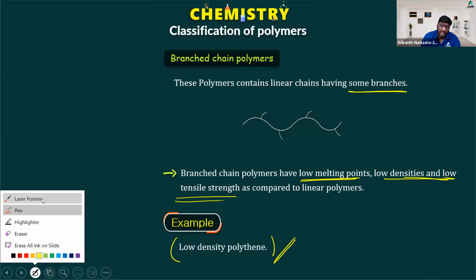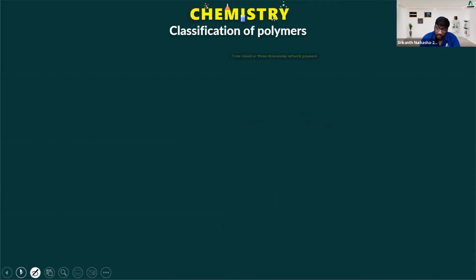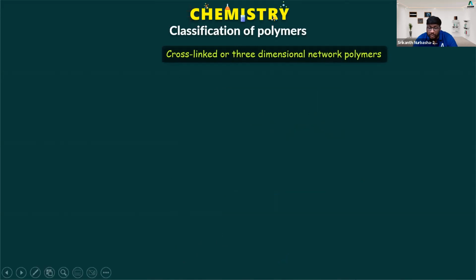We also have cross-linked polymers. What are cross-linked polymers? Cross-linked or three-dimensional network polymers. That means here the branching will be very high. One polymeric chain and the other polymeric chain, they are linked everywhere almost. Because of these linkages, these polymers are hard. Yes, sir. Because the linkages are there, they are not going to be easily broken.